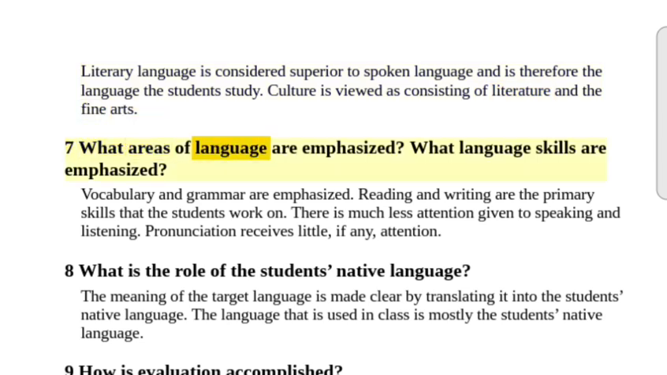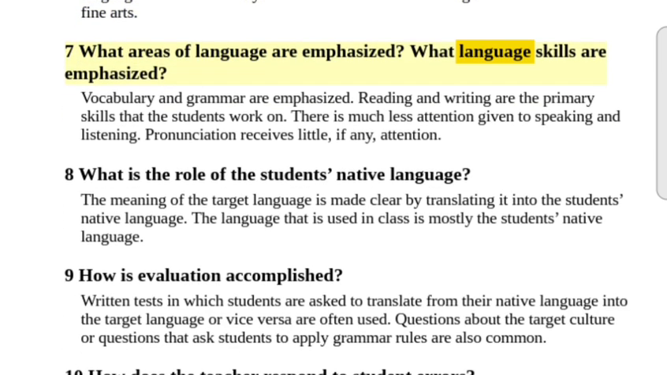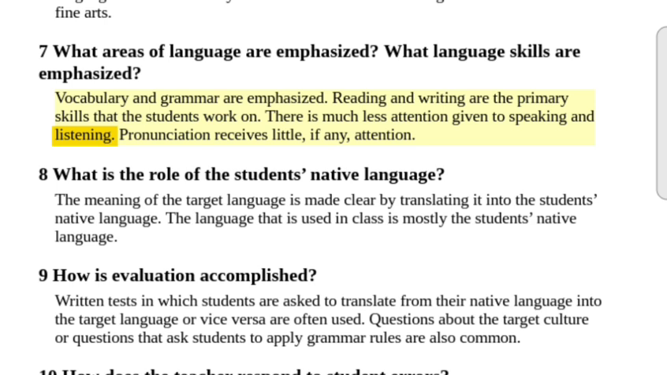7. What areas of language are emphasized? What language skills are emphasized? Vocabulary and grammar are emphasized. Reading and writing are the primary skills that the students work on. There is much less attention given to speaking and listening. Pronunciation receives little, if any, attention.